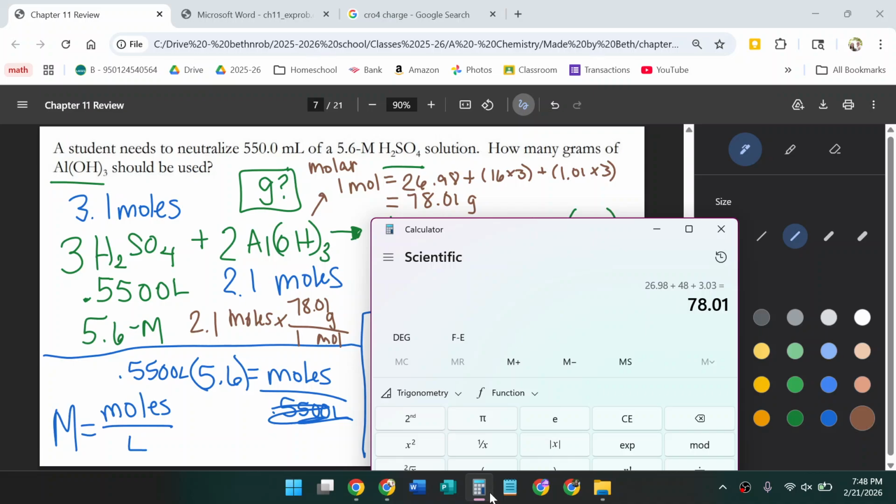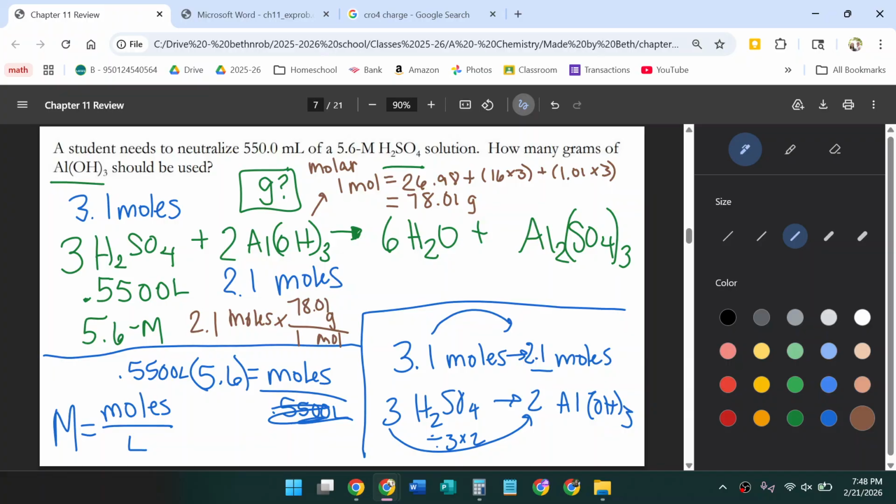So 78.01 times 2.1. And remember, we can only keep 2 digits because 2.1 has 2, so we can't call it 163 or 163.8. It's just going to have to be the 1 and the 6 and then 0, so 160. So the answer to this one is 160 grams.